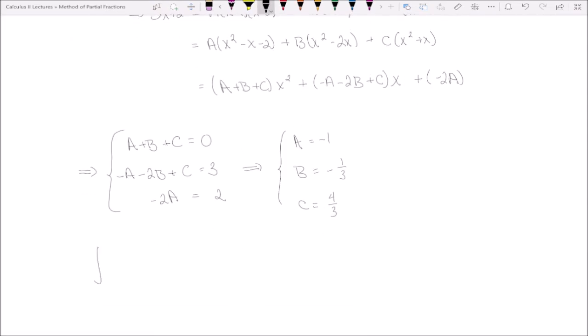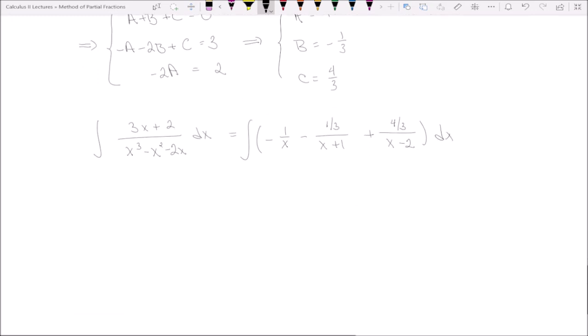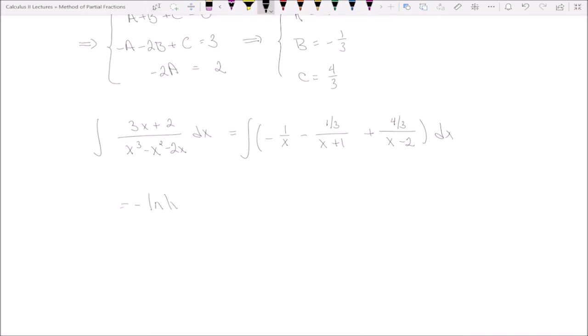So what we have now done is we've said, look, this antiderivative is now equal to the antiderivative of negative 1 over x minus 1/3. Let's do it this way. Minus a third over x plus 1, then plus 4 thirds over x minus 2. We can now evaluate each of these individually. We get negative log absolute value of x minus a third log absolute value of x plus 1 plus 4 thirds natural log absolute value x minus 2, and then plus a constant. And so this is our antiderivative.